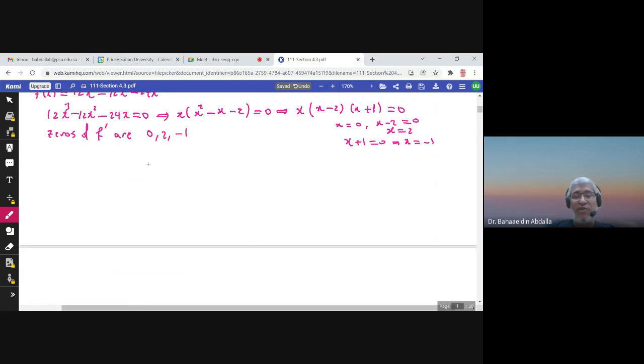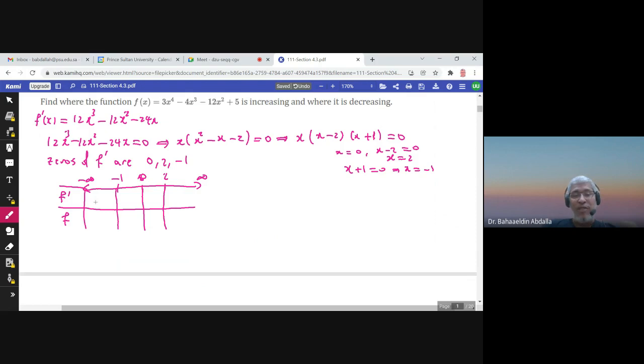Now once you have the zeros of f prime, you can put these zeros on the number line. So this is negative infinity, this is infinity, the smallest is negative 1, then 0, then 2. So this is the number line, so make sure you put the zeros in order. And now I'll make this table. I'll study the signs of f prime, and then I will talk about f. Once I know that f prime is positive, then f would be increasing. If f prime is negative, then f would be decreasing. So to study the signs of f prime, this is f prime.